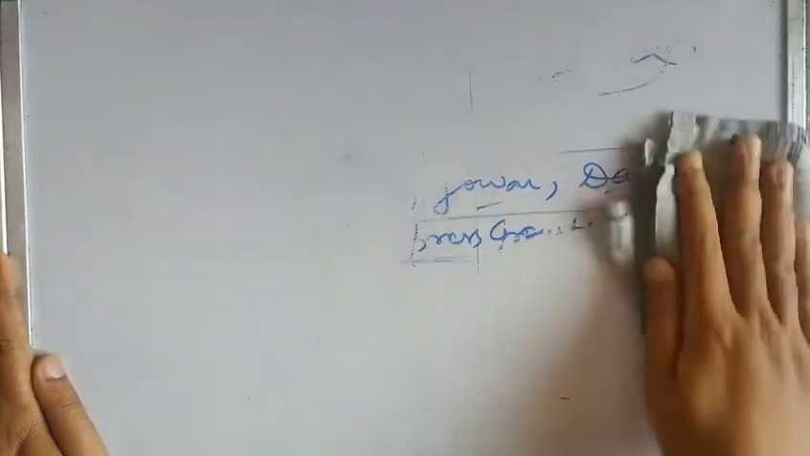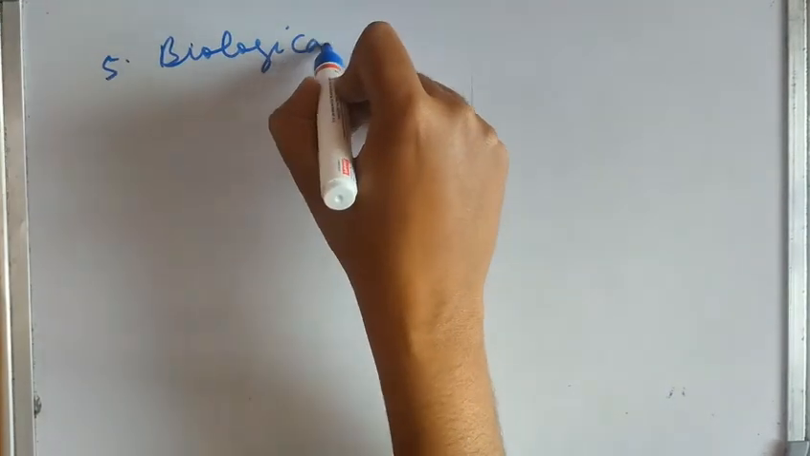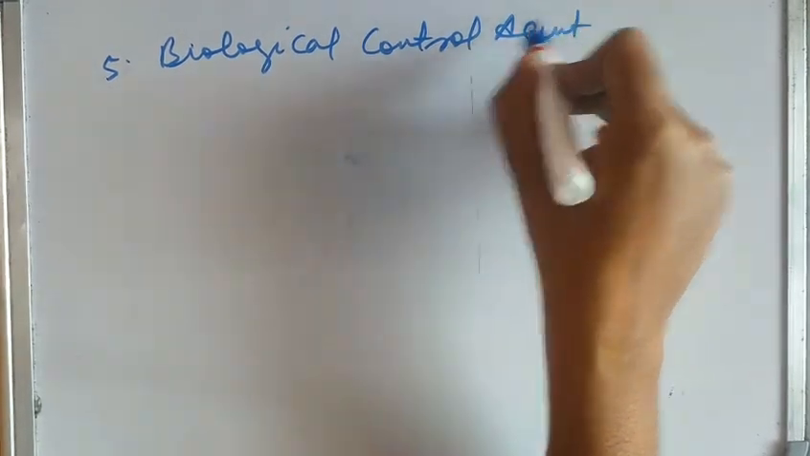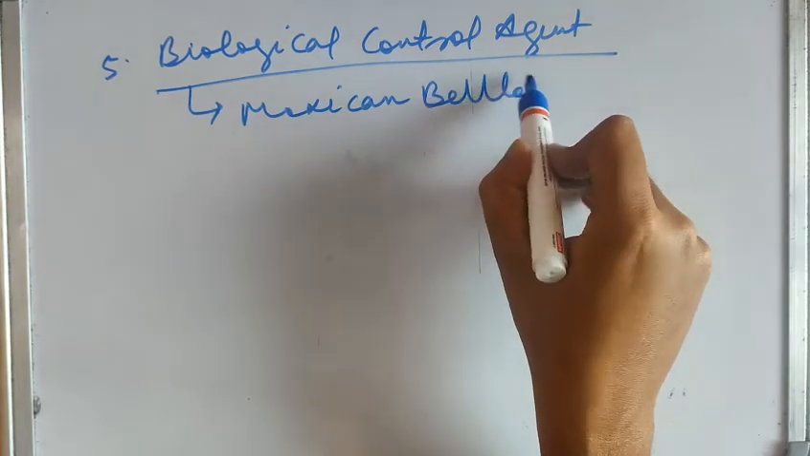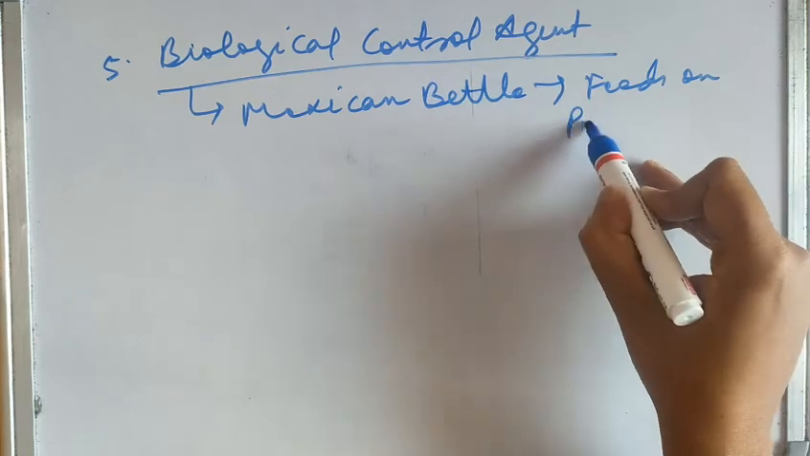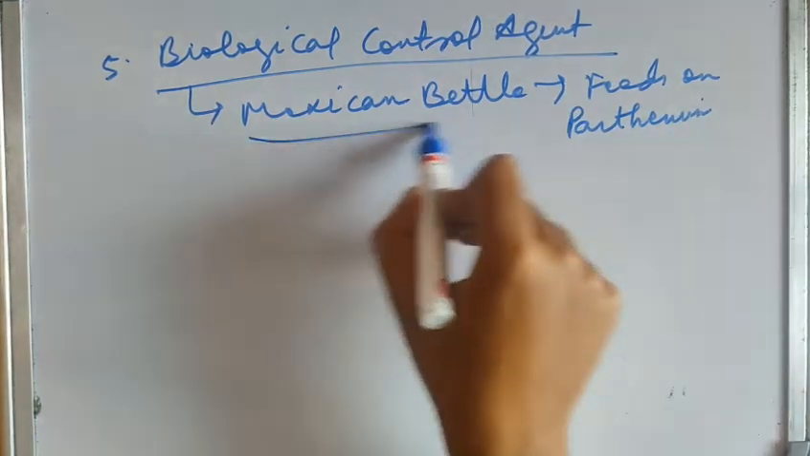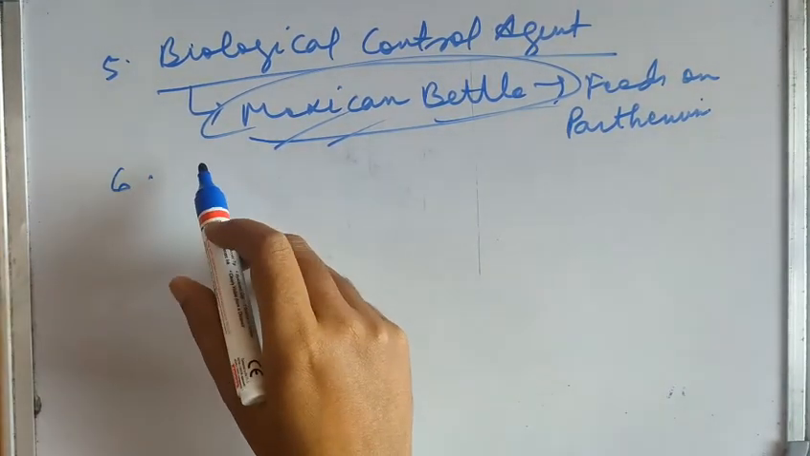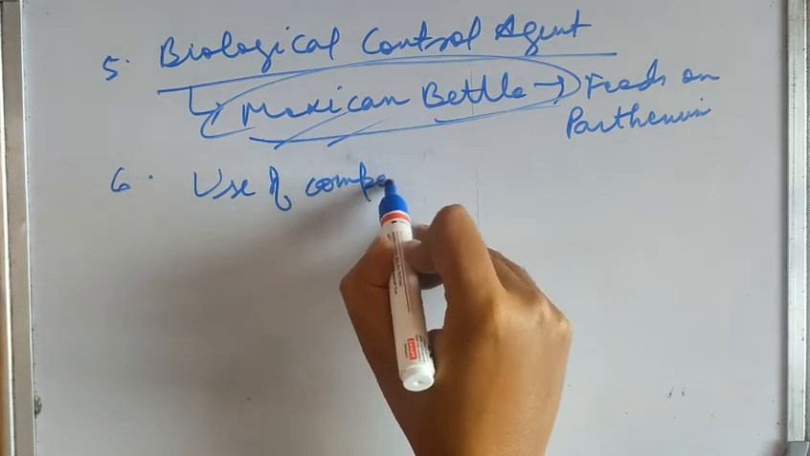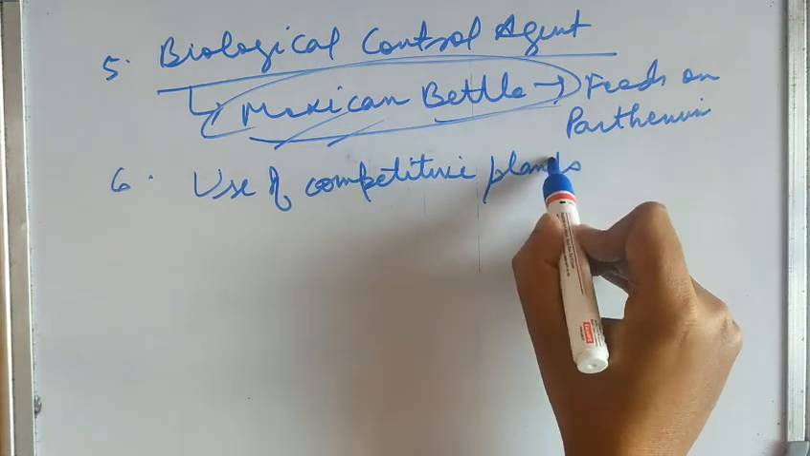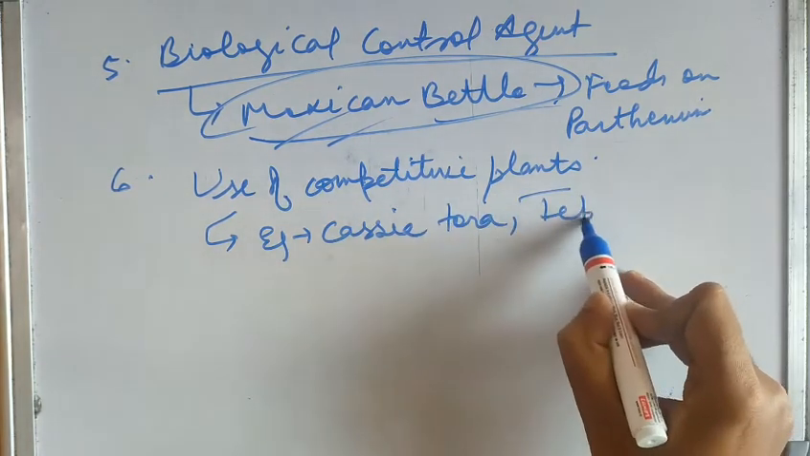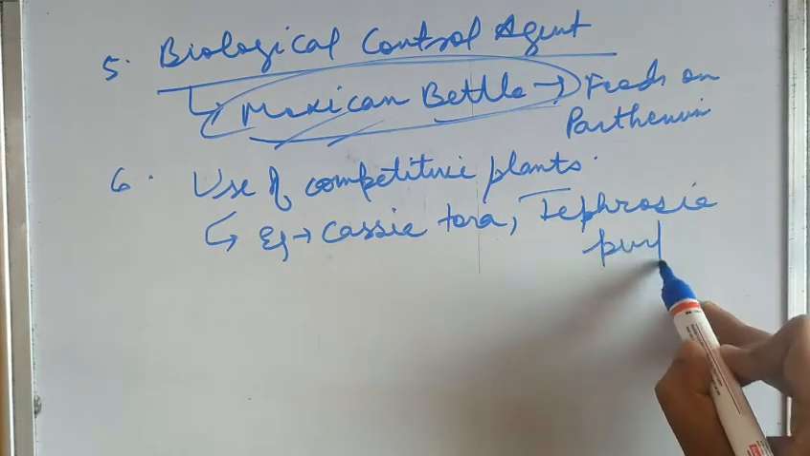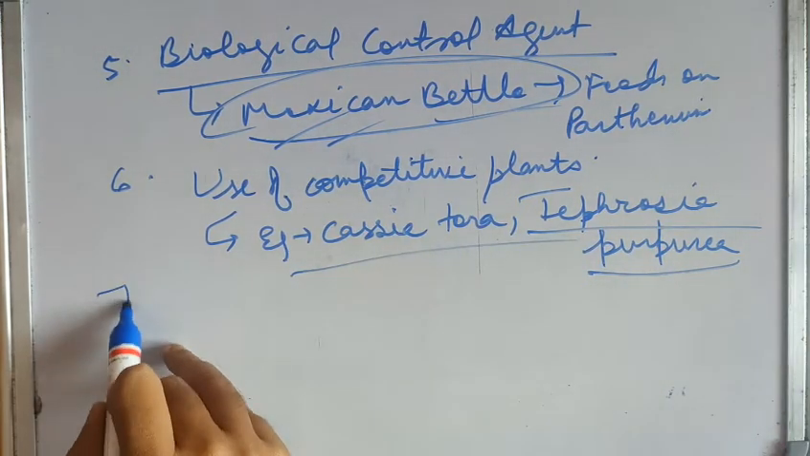Now moving on, we can use a biological control agent. For example, Mexican beetle. It feeds on Parthenium. So Mexican beetle can be used to prevent the spread of Parthenium. Use of competitive plants, like Cassia tora, Tephrosia purpurea. So these are some competitive plants which have a competitive edge over Parthenium.